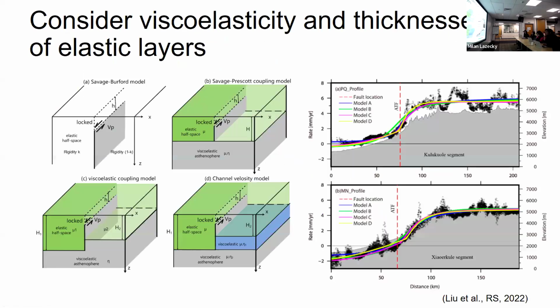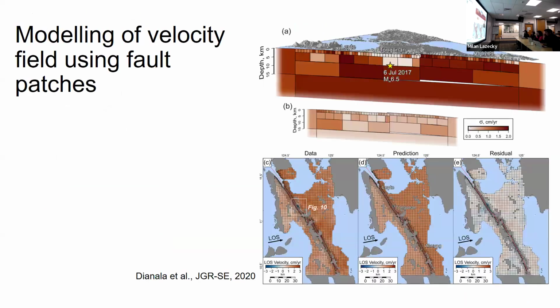We can also consider viscoelasticity and the thickness of the elastic layer using different models. But this cannot be presented using simple equations. You can do this using finite element modeling. You can also model the 2D velocity field using fault patches. You can divide the fault plane into a lot of patches and then model the surface velocity field you get.